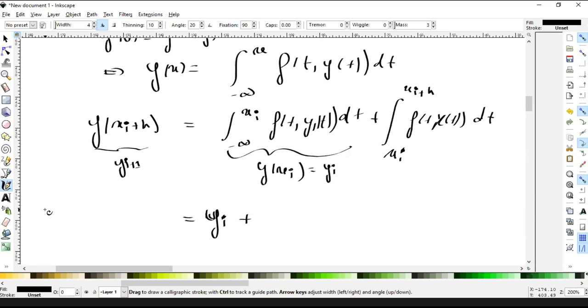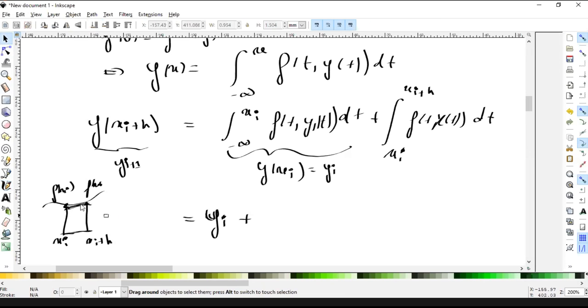What's the integral of the trapezoid? So if you have here xi plus h, this is f of xi, f of xi plus h. What is the area of this trapezoid? It's just the trapezoidal integration using 2 points here.